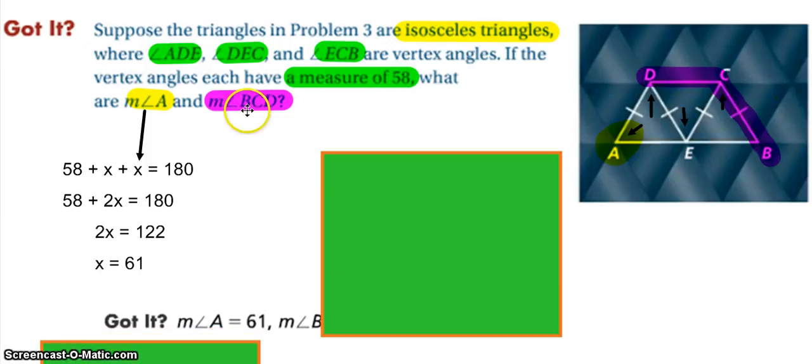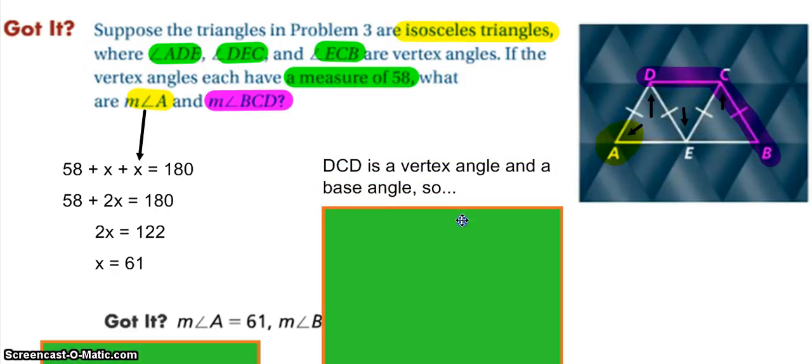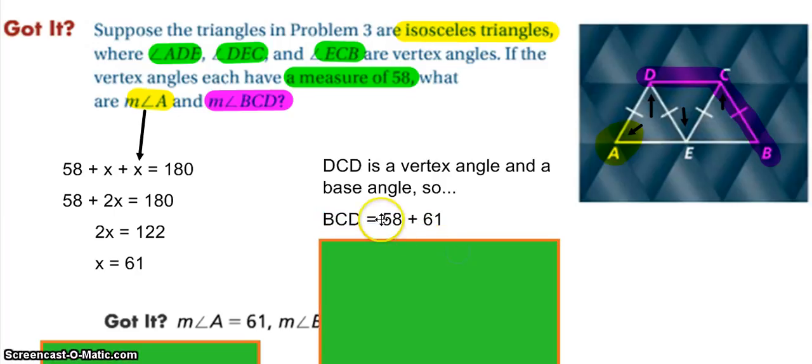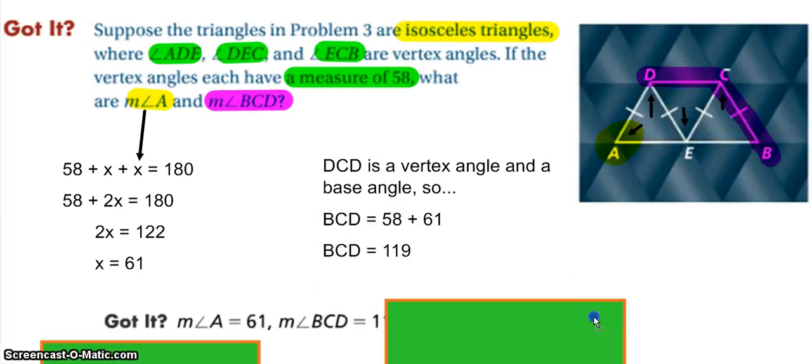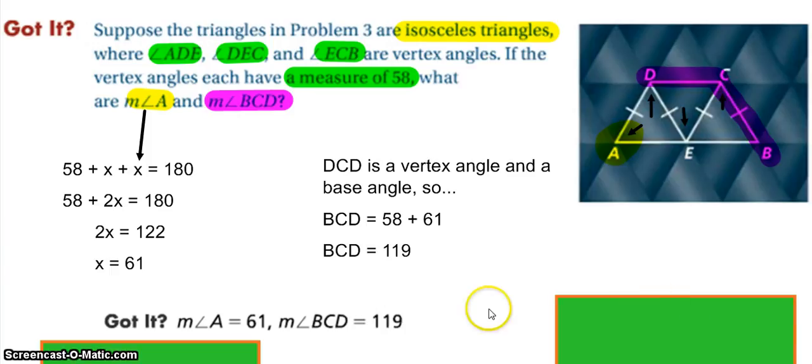Now when I look at BCD, BCD is this obtuse angle here combining one vertex angle and one base angle. So what we have to do to set that up is take one vertex angle measure and one base angle measure, add those together, and we get that it is 119 degrees.